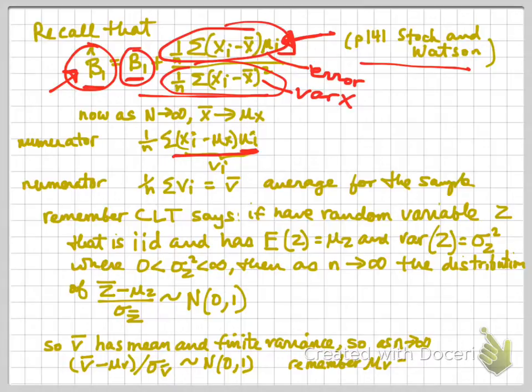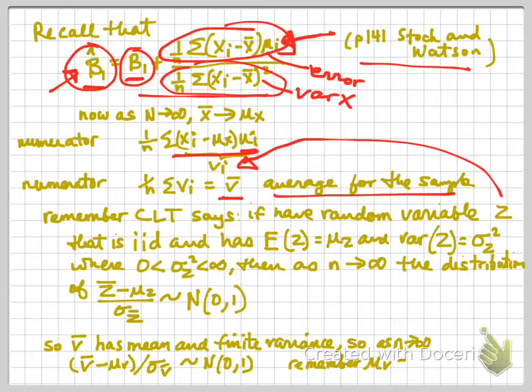vi is a random variable, so different draws from the sample will give us different vi, and we're taking the sum of all those vi and dividing by n, so that's just the average of the vi for the sample, so that's just v bar. So the numerator is some average. We can think of it as some average from the sample, some number v bar. Remember that the central limit theorem tells us that if we have a random variable z that's independent and identically distributed, and let's think of this z as being like this vi, right? So vi is independent and identically distributed because the ui's are independent and identically distributed.